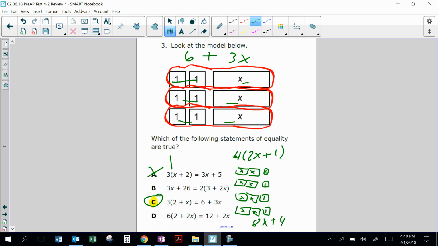And that's the answer. If you do not like drawing it, there's a shortcut. What's 4 groups of 2x? 8x. What operation? Plus. What's 4 groups of 1? 4. And that's another way to solve it.